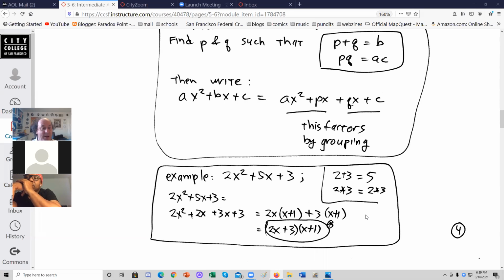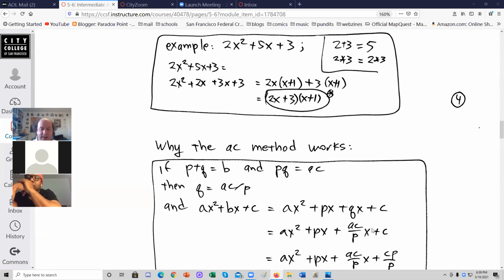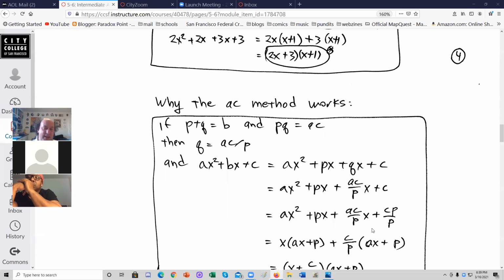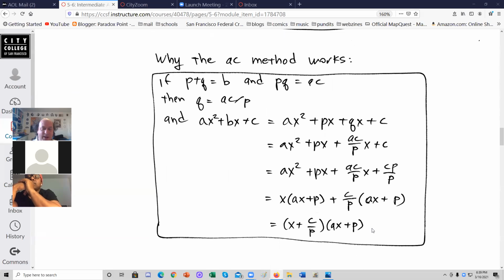Oh, before I go on, the reason why we're factoring is that we can solve equations. Namely, if this equals 0, then this product equals 0, and therefore one of these two factors is 0. And that's how you solve quadratics. We'll say more about this later. Now here I have a proof of why the AC method works. I'll briefly go over it, and you can look at it again on the canvas if you wish.